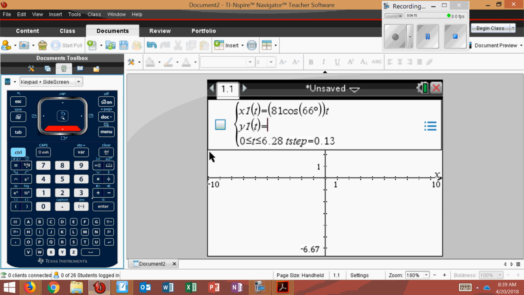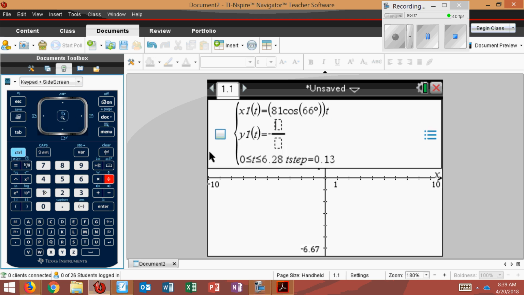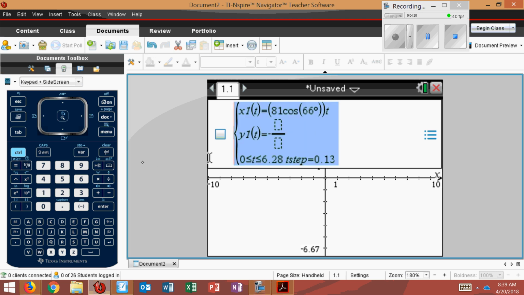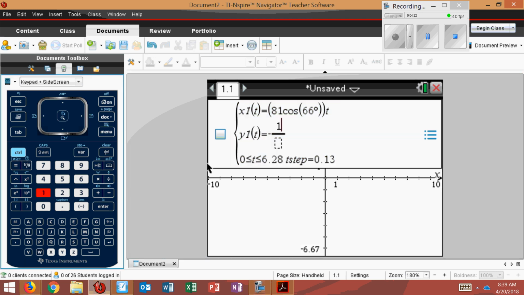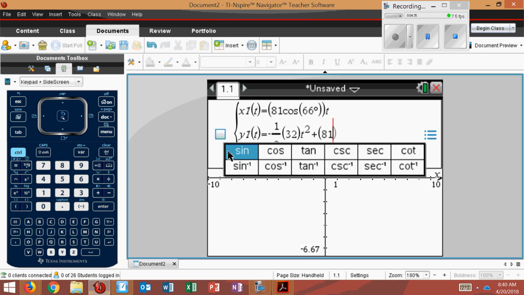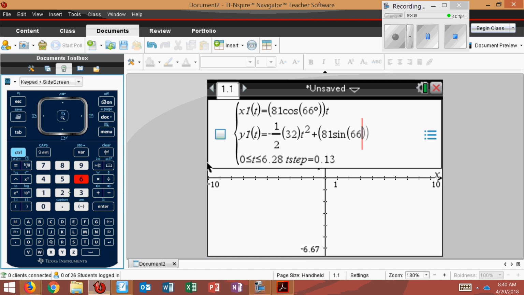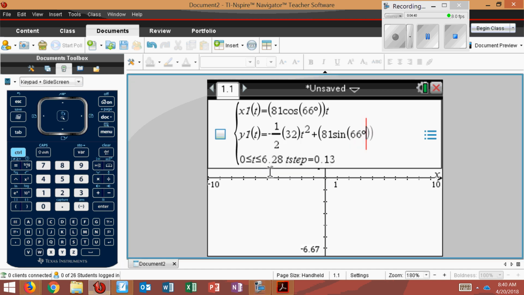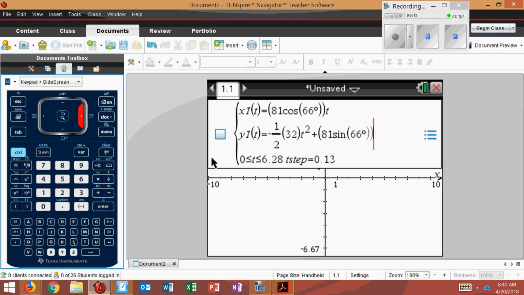Now we come down here, and this part of the equation was negative. It's a fraction, 1/2. And then gravity, we said, was 32. And then we have t squared plus, parentheses, 81 sine of 66 degrees. And don't forget the t on the outside. By the way, the number two mistake is people forget that plus right there. And then the initial height was 0. So we don't even have to put plus 0, but I will.